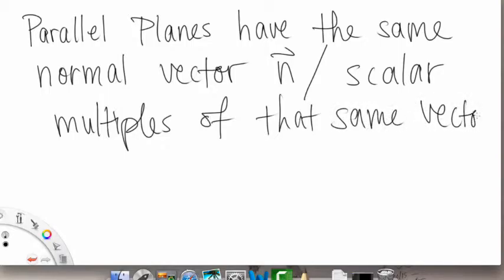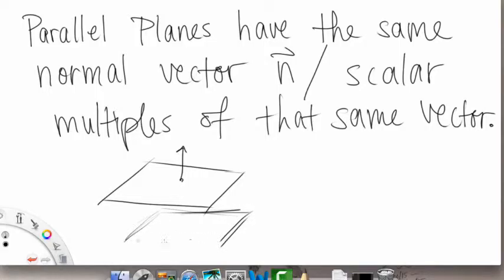Okay, and here's what I mean by that: a condition for parallel planes is to have the same normal vector, or at least the same scalar multiples of that vector. So, let's say we have a plane here, and here's our normal vector pointing straight up. For another plane to be parallel with that, to not touch at all, it doesn't necessarily have to be the exact same, pointing up like that. It could be longer, let's say, which definitely is not the same vector. It's not the same N arrow, but it is pointing in the same direction. It could be a scalar multiple, right? If it's pointing in the same direction, it could just be a different length, okay?